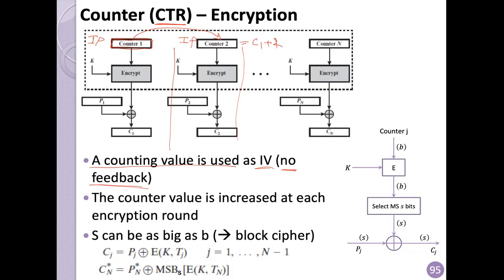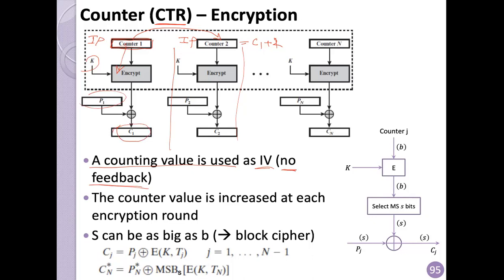The counter value should be increased at each block, and that's it. The rest of that is exactly similar to output feedback mode, the previous mode that we just talked about. And again, here, this is the encryption. We get the counter 1, we get the key, we encrypt, and the plain text is going to be XORed, and it gives me the ciphertext.